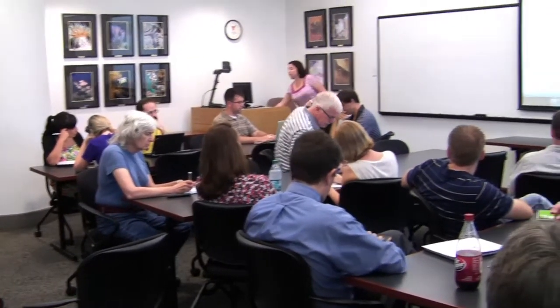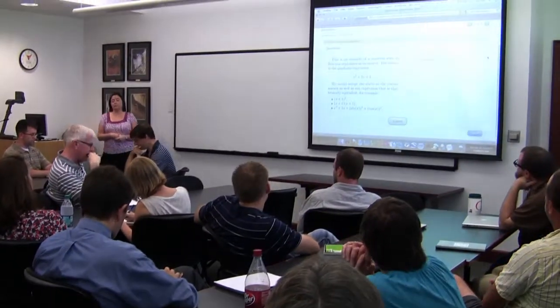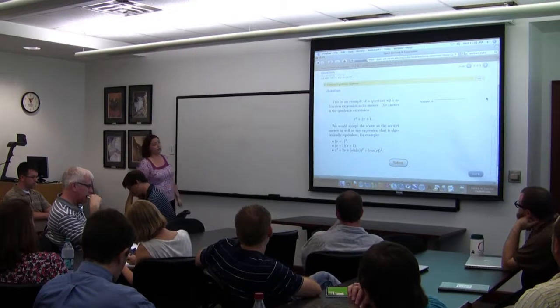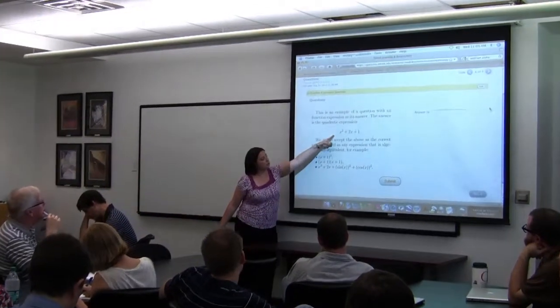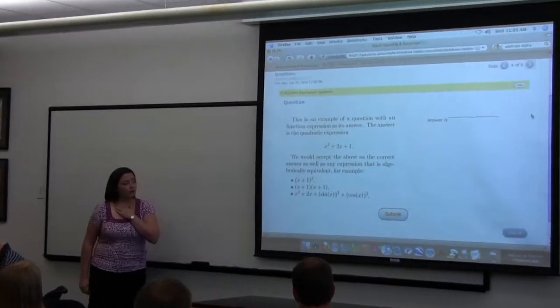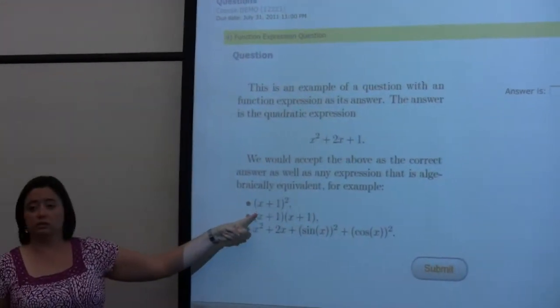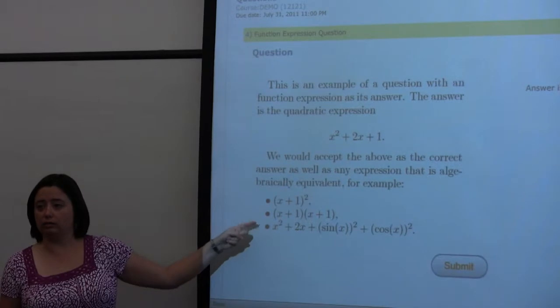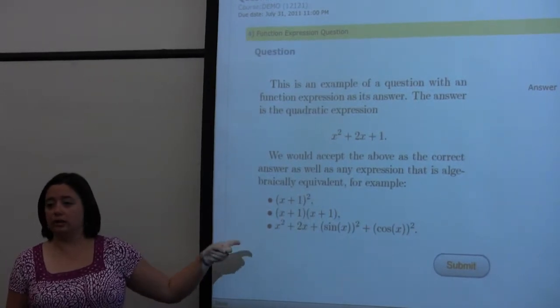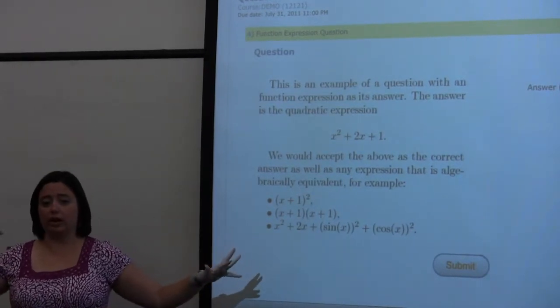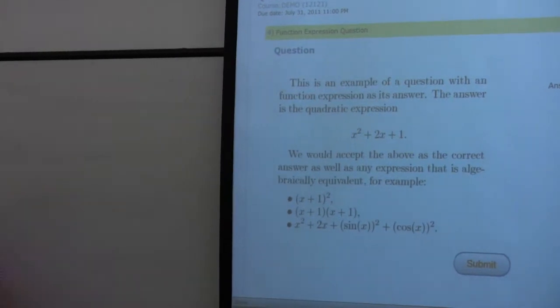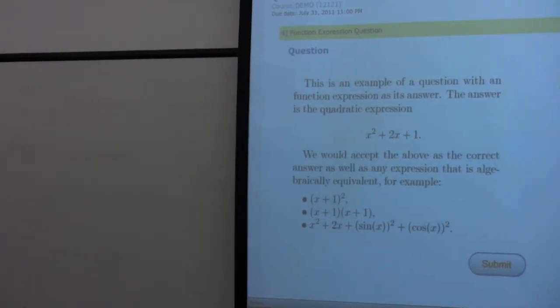Okay. So we can also accept function expression type answers. For this particular question, the correct answer is this quadratic expression, and we can accept that as the correct answer. We can accept anything that is algebraically equivalent. All of those are considered totally fine and okay. So our ability to validate the correctness of these kinds of things is fairly robust and exciting.